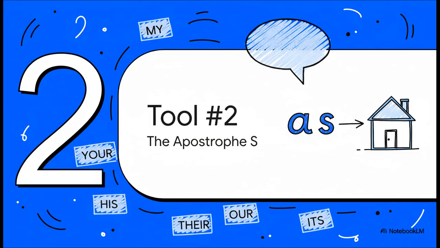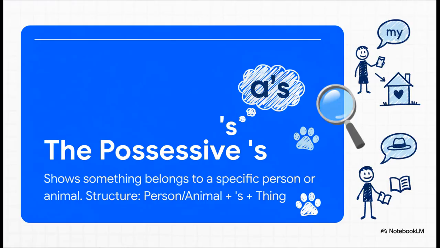All right, tool number 2. Let's grab it from the toolbox. This is the apostrophe S. Now, we use this little guy when we want to get specific, like when we want to name the actual person or animal who owns something. And the structure here could not be easier.